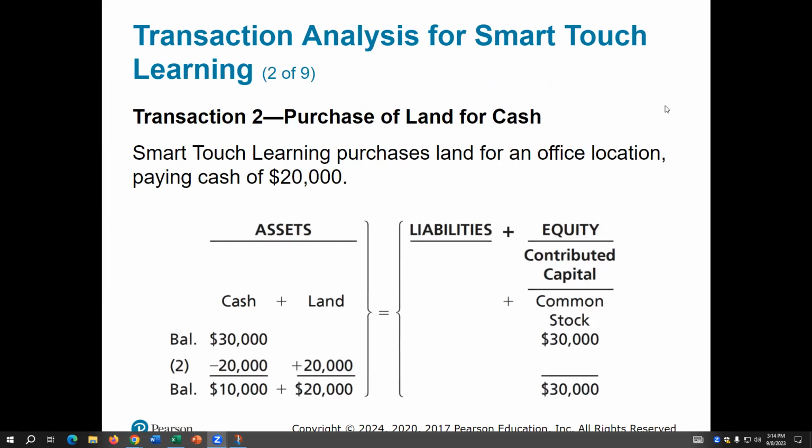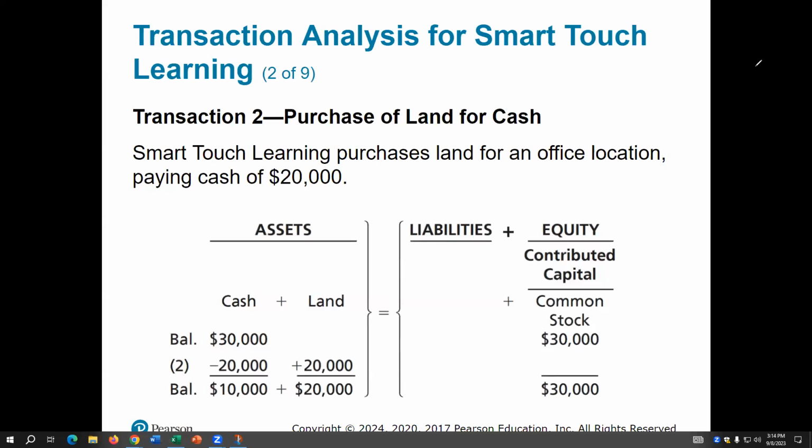All right, so the next thing we've got here is a purchase of land for cash, right? So what type of account is land? It would be an asset, right? Because we can use that in the future or sell it if we want. So here we have an increase in one asset and we have a decrease in the other asset.